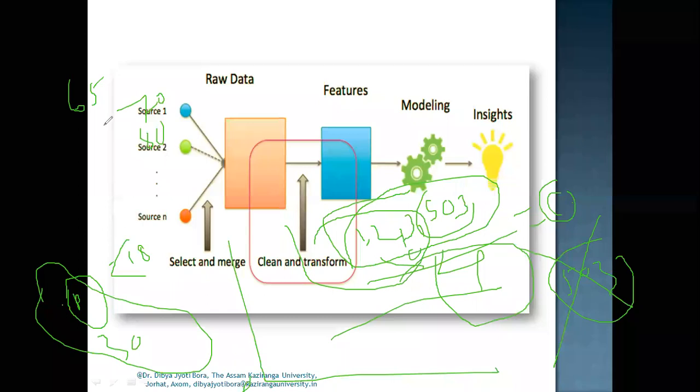But my question to you is, are we going to consider those data points, or those persons who are above 18 years of age? No, sir. Okay, that's the answer to your question.